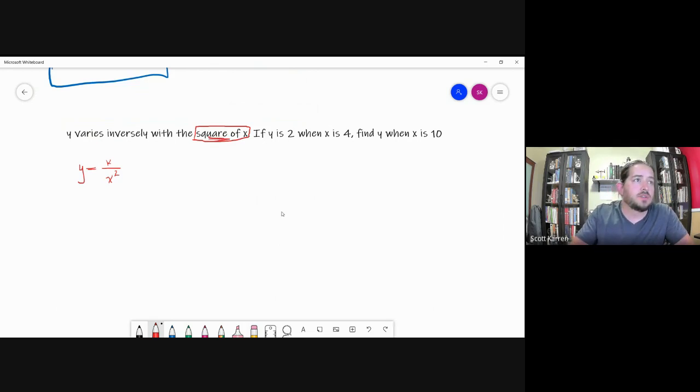So I can still go through this process. If y is 2 and x is 4, y is 2 when x is 4. This is to say that 2 is equal to k over 16. So I multiply both sides by 16. So k is 32.